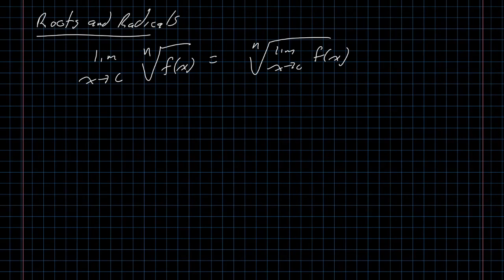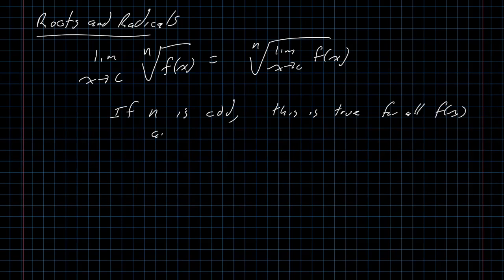And radicals can be weird. Whenever the index of the radical is odd, if n is odd, this is true for all f of x and for all c. If n is even, roots are only defined for positive values inside.